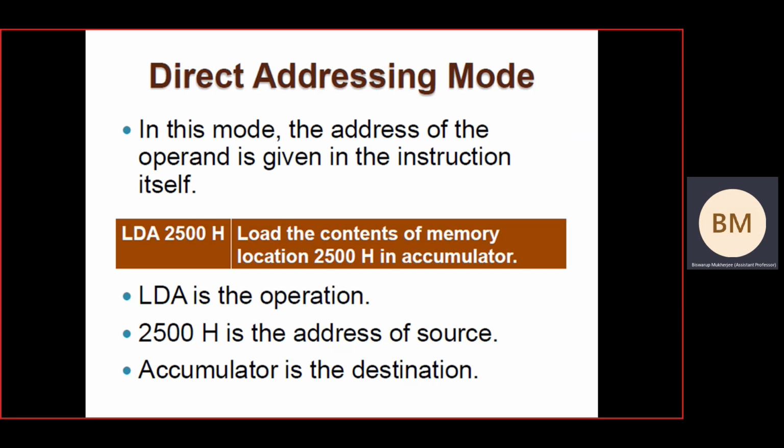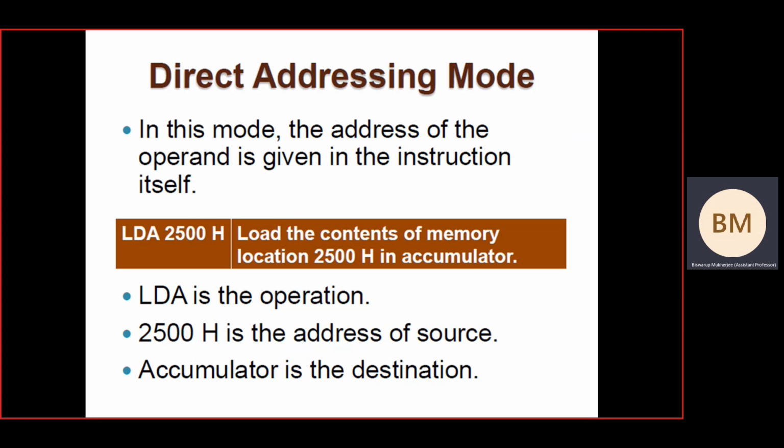Now the instruction says, okay, fetch your data from 2500H, that particular memory location, that particular address location, fetch that particular data and store it into your accumulator. So you are directly fetching one data from your memory location and providing that 8-bit data directly into your accumulator. So that is something like directly you are storing. That is why it's called direct addressing mode.